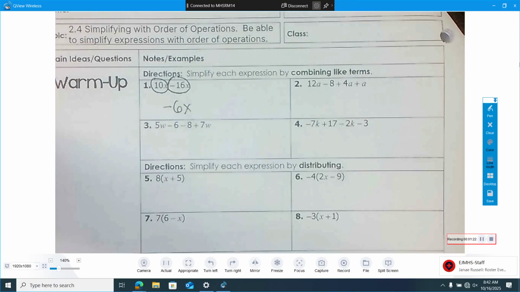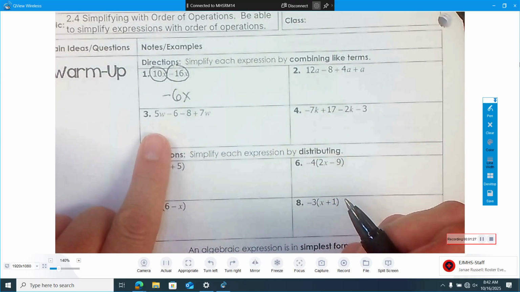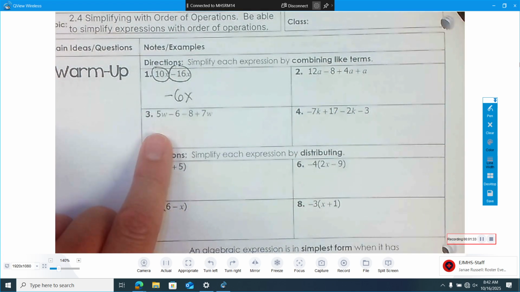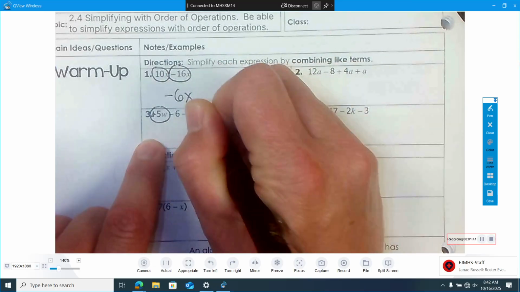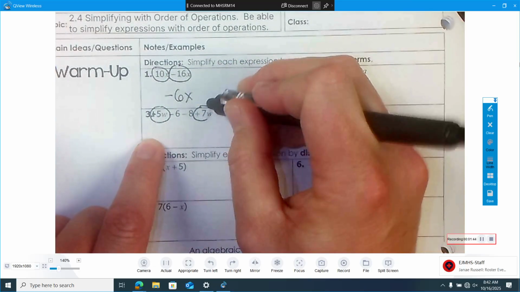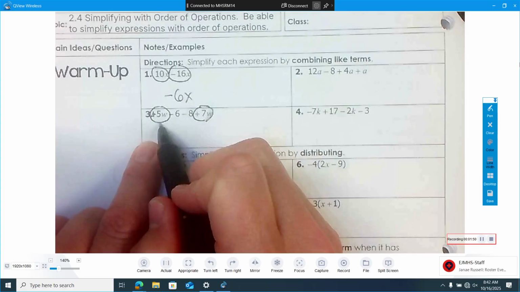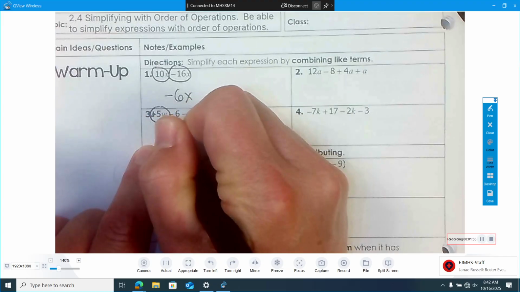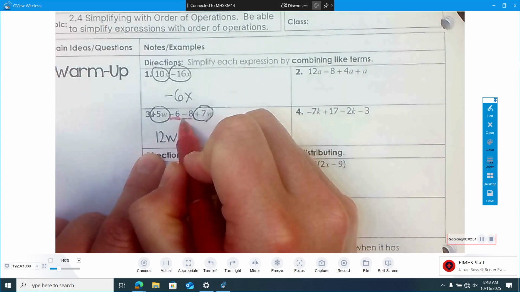All right. Number 3. Which things are like terms? 5W and 7W. So this says warm up, but we should all be in our notes right now. All right, so we have positive 5W and positive 7W. Do they go to war, or are they on the same team? Same team. So they're going to join forces, and how many W's is that going to give us? 12 W's. Very good.